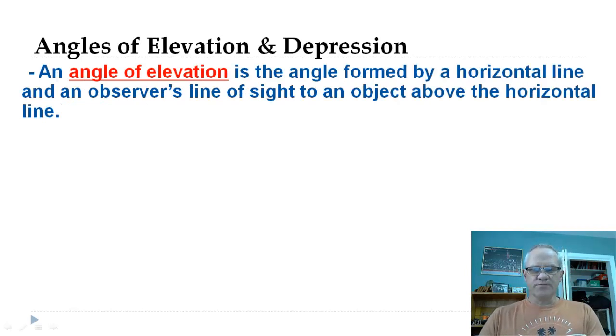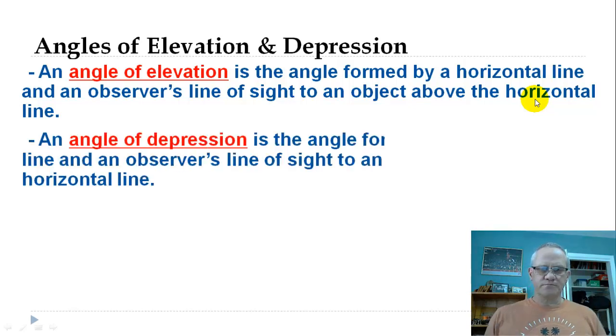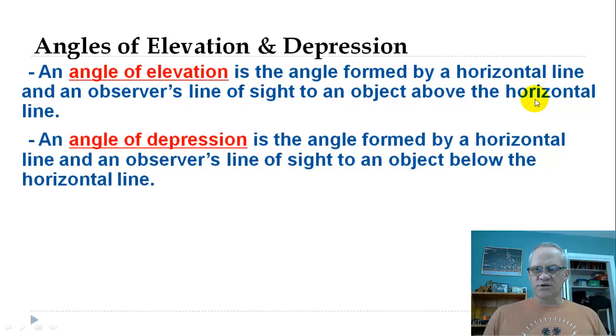First of all, what we have to talk about is angle of elevation. What does it mean? An angle of elevation is the angle formed by a horizontal line and an observer's line of sight to an object above the horizontal line. I'll draw an example here in a second. Remember, angle of elevation is from horizontal up to the line of sight. An angle of depression is the angle formed by a horizontal line and an observer's line of sight to an object below the horizontal line. So again, from the horizontal to an angle below.